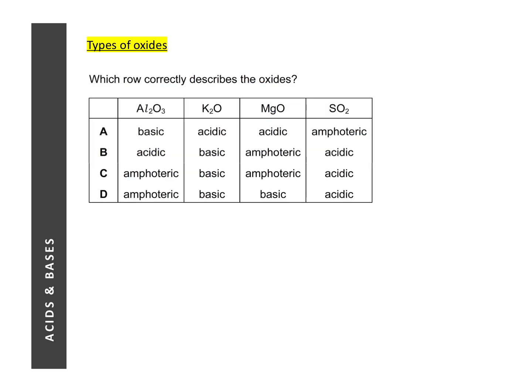For this question, you're required to know which types of oxides are acidic, basic, amphoteric, and neutral. So for aluminium oxide, we have learned that Z oxides are amphoteric. So it's either C or D. Potassium oxide is a metal oxide, so it's basic. Magnesium oxide, again, is a metal oxide, so it's basic. Sulfur dioxide is a non-metal oxide, so it is acidic.